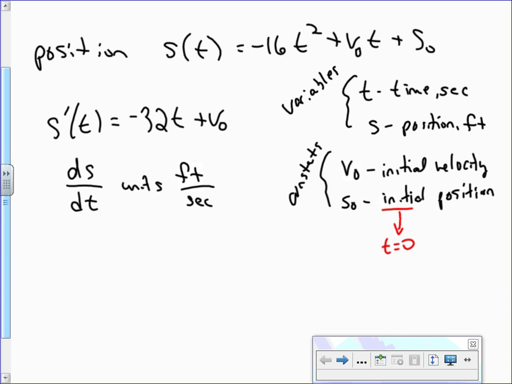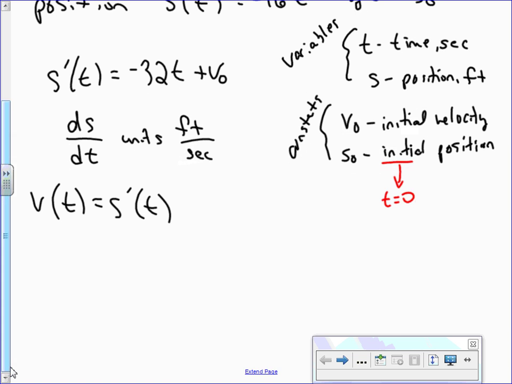All right. What it turns out is that the derivative of position is velocity. It tells you how fast the object is moving. Okay? Velocity. I'm just copying that over again.